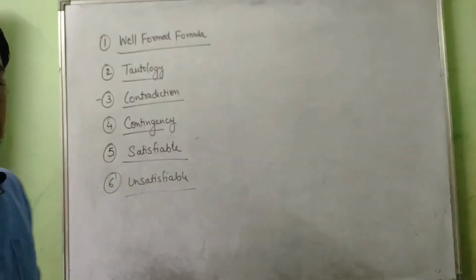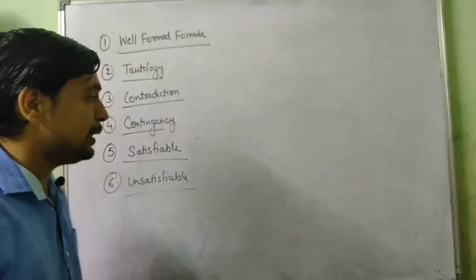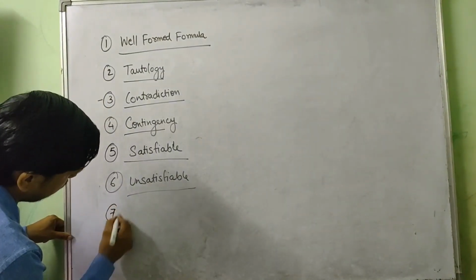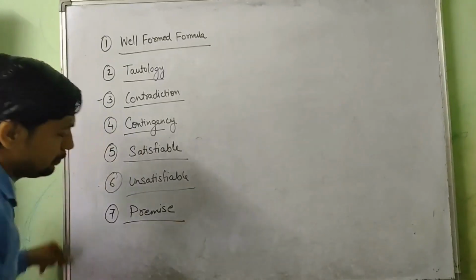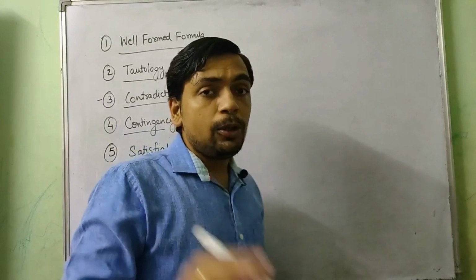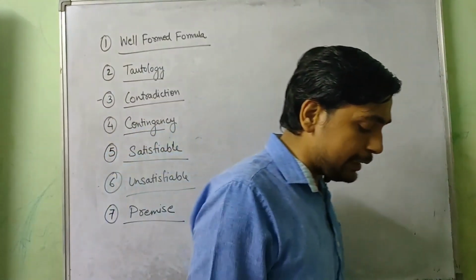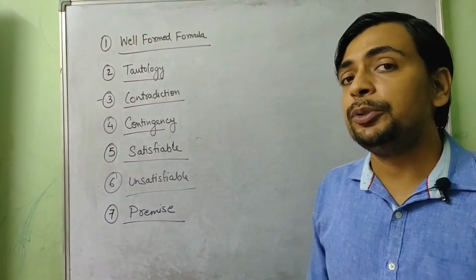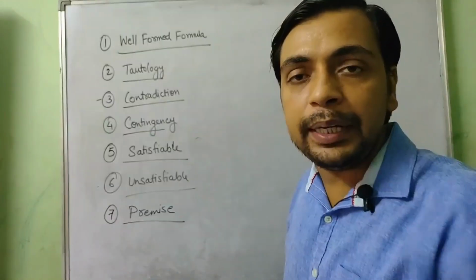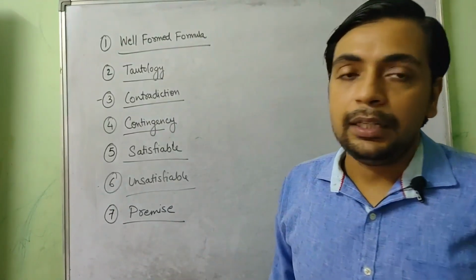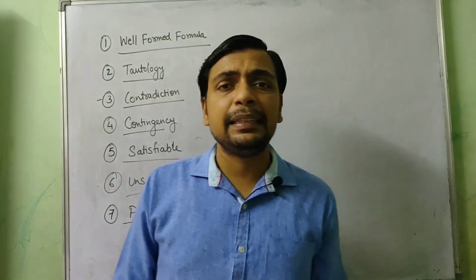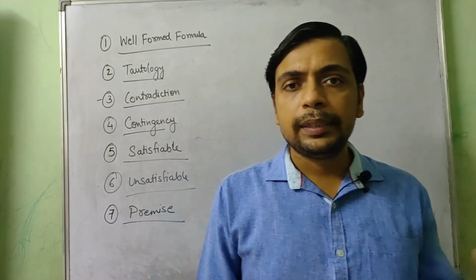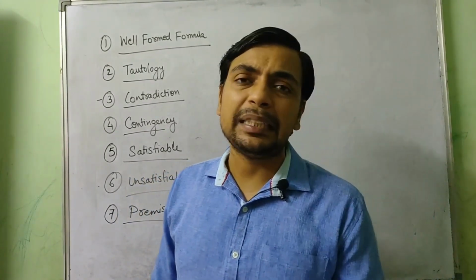Okay, so let's see the 7th one. The 7th one is premise. Any proposition that is giving you any kind of conclusion is a premise. For example, 6 is greater than 5. This is a premise. Why?